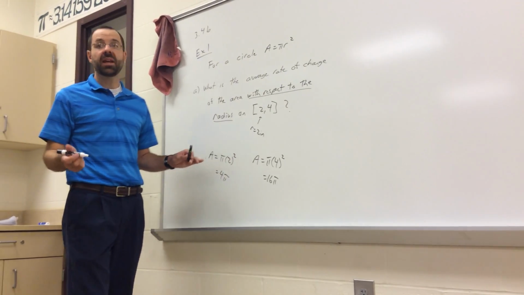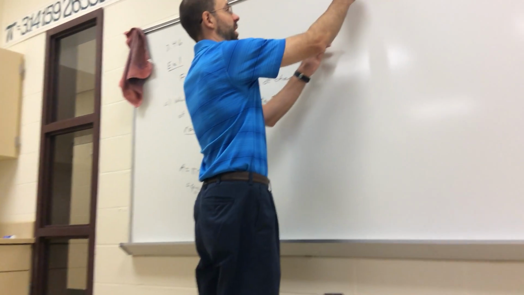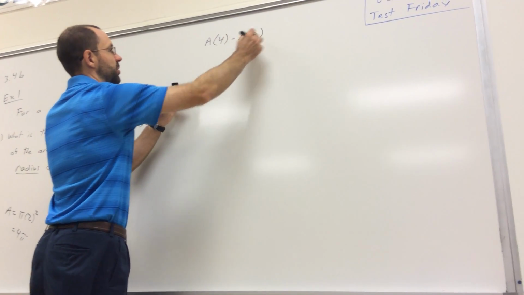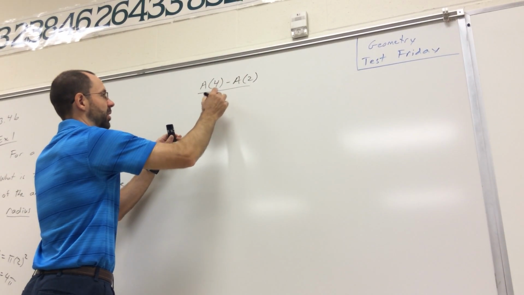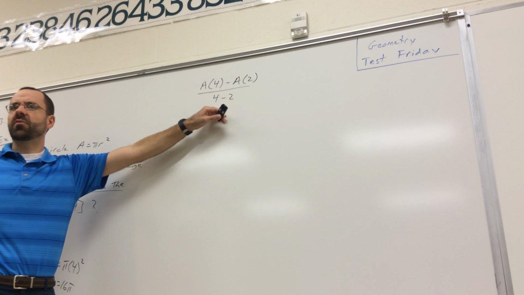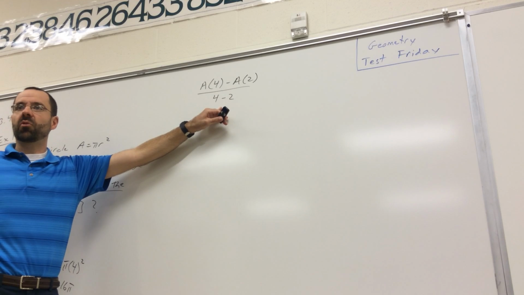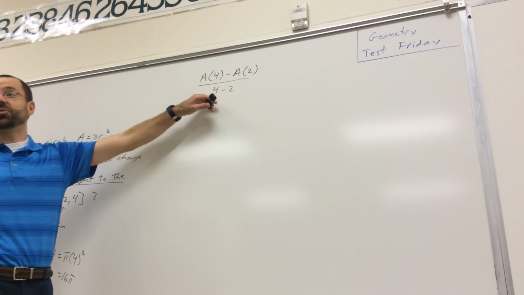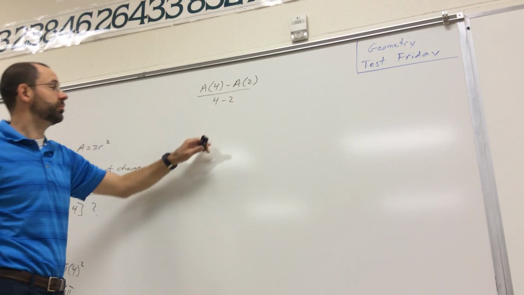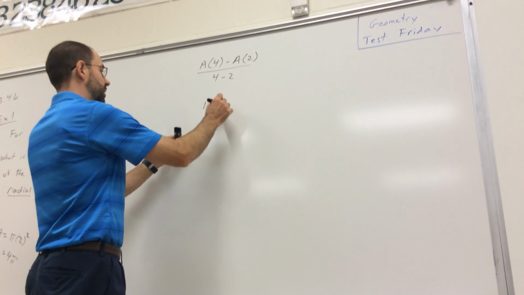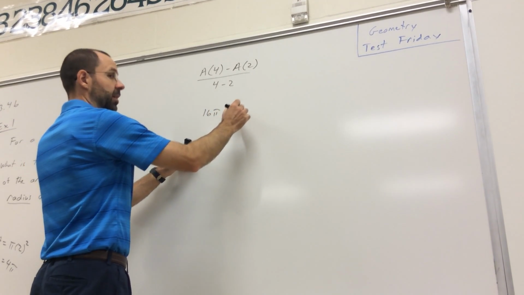So the average rate of change is the area of a 4-inch circle minus the area of a 2-inch circle divided by the 4 inches minus the 2 inches. So it's still the same average rate of change formula. It's not a new formula. The only thing that's a little bit weird is there's not time on the bottom here. There's inches on the bottom. Okay, so we figured those out. That is 16 pi minus 4 pi.